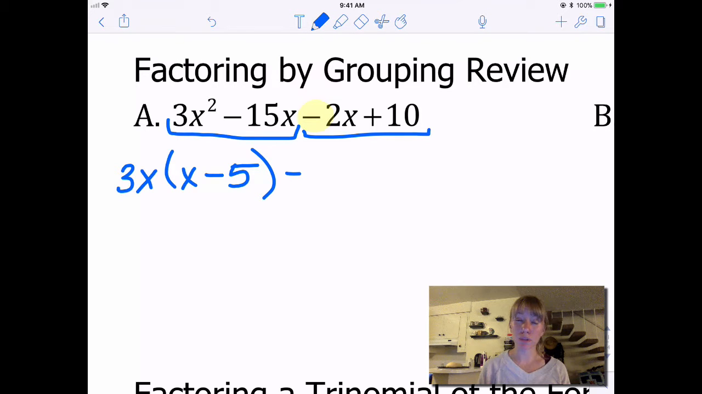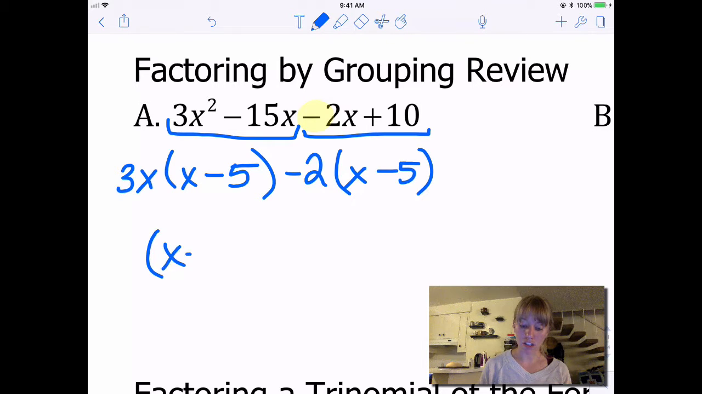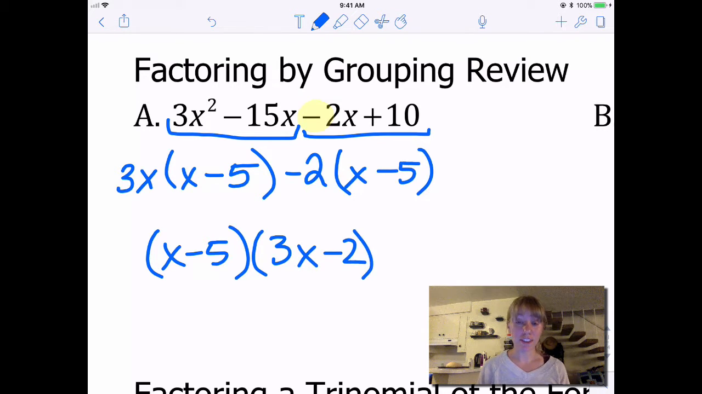And the GCF in 2x and 10 is 2. So negative 2 times x is negative 2x. Negative 2 times negative 5 is negative 10. So then x minus 5 is our GCF again. And I'm left with 3x minus 2. So that's factoring by grouping, and it's really important that you remember this concept. So if you need to go back to a couple days ago and watch the factor by grouping video, please do that. Or look back on your notes.